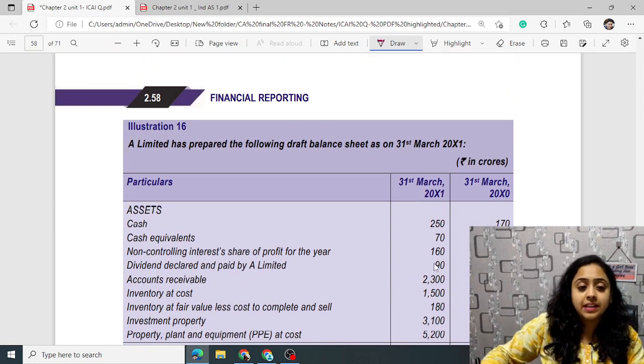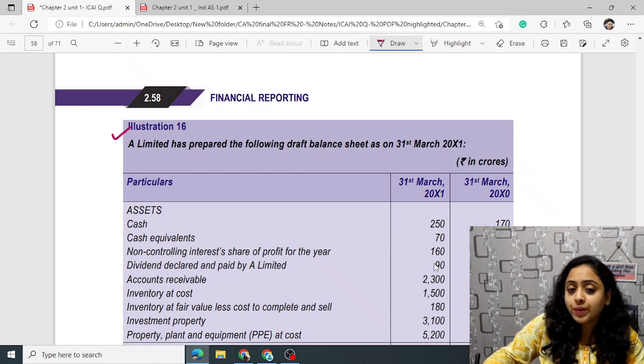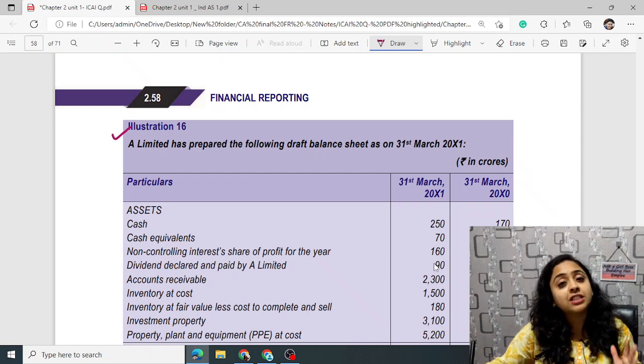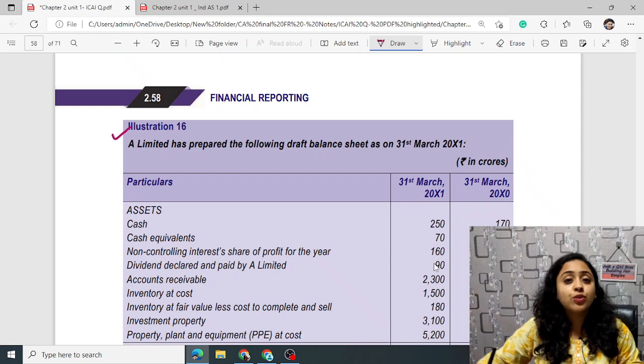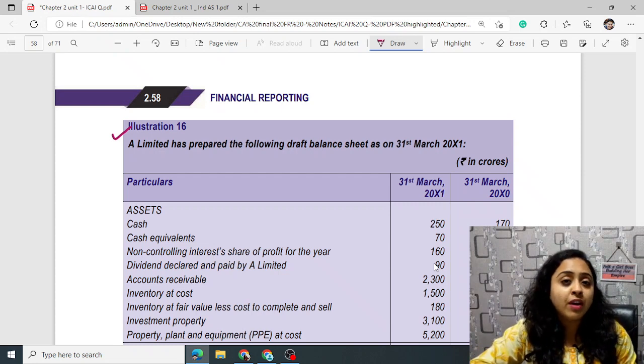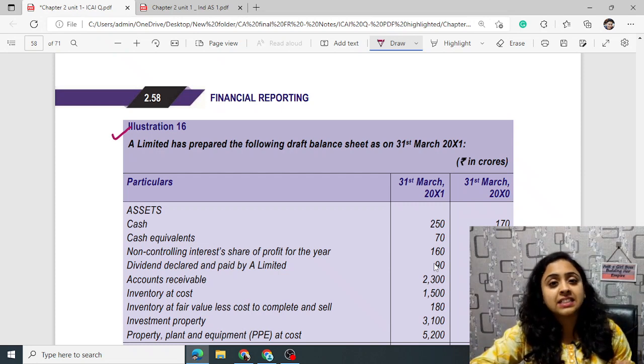Illustration number 16. A Limited prepared the following draft balance sheet as on 31st March 2001. Okay, so there are different sets of balance sheets given. You have to prepare it as per Ind AS 1. Keep in mind how you have to prepare it. Assets: its first heading should be non-current and then current. Then part B should contain equity and liabilities: first equity, then non-current liability, then current liability.